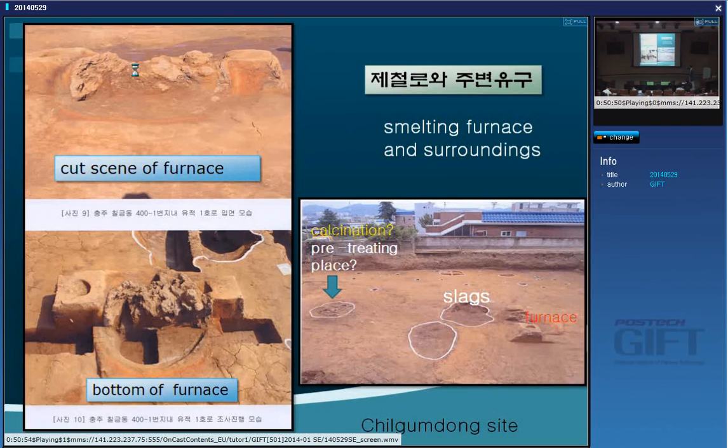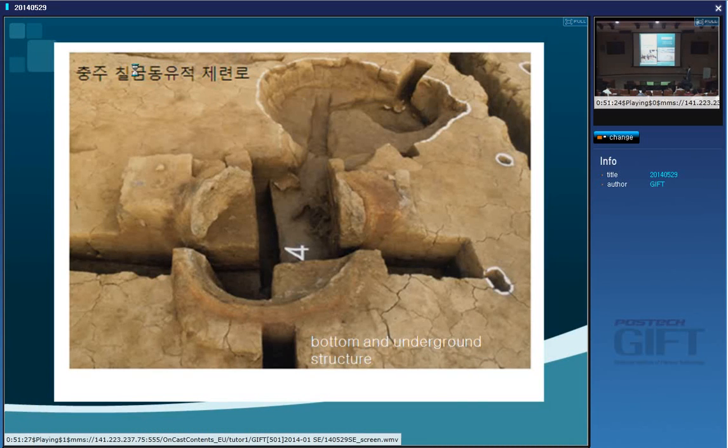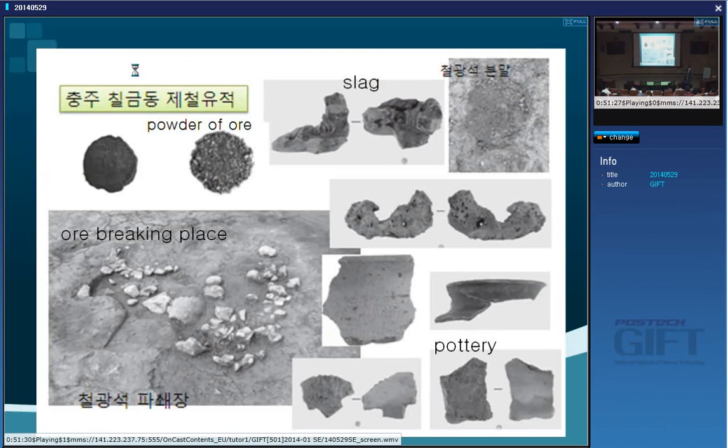History. Chilgeum-dong site's furnace, this underground structure remains, yes. This is the furnace and the slag pit, and this place is the pre-treating place, calcination place, I think. And the underground structure, the ore, powder of ore, and the slag, and the pottery, and the ore breaking place, this place.